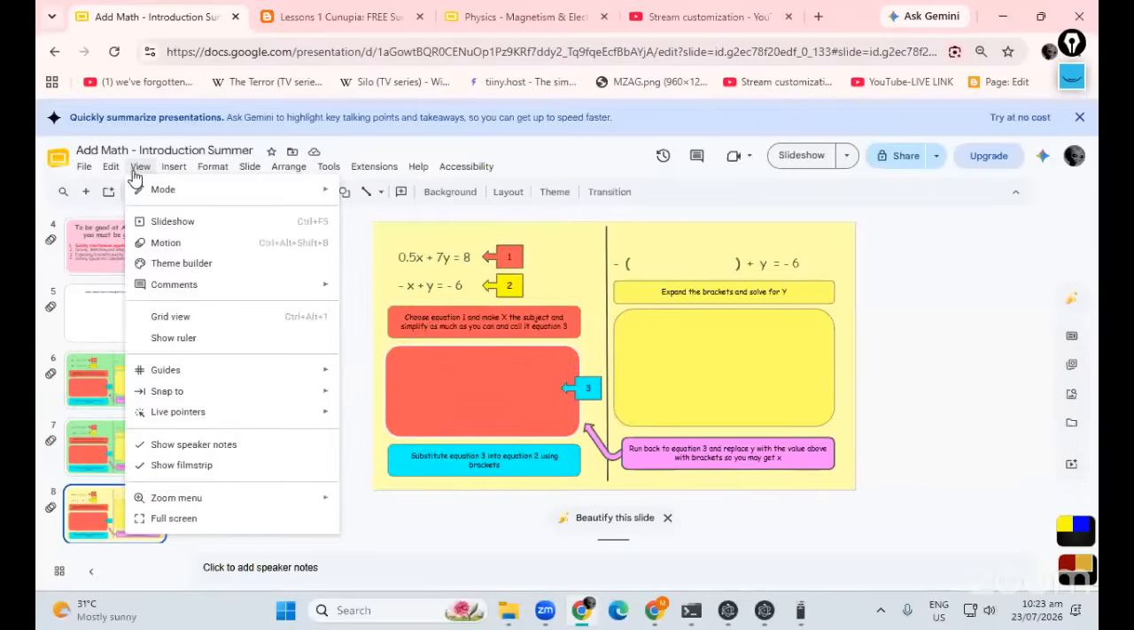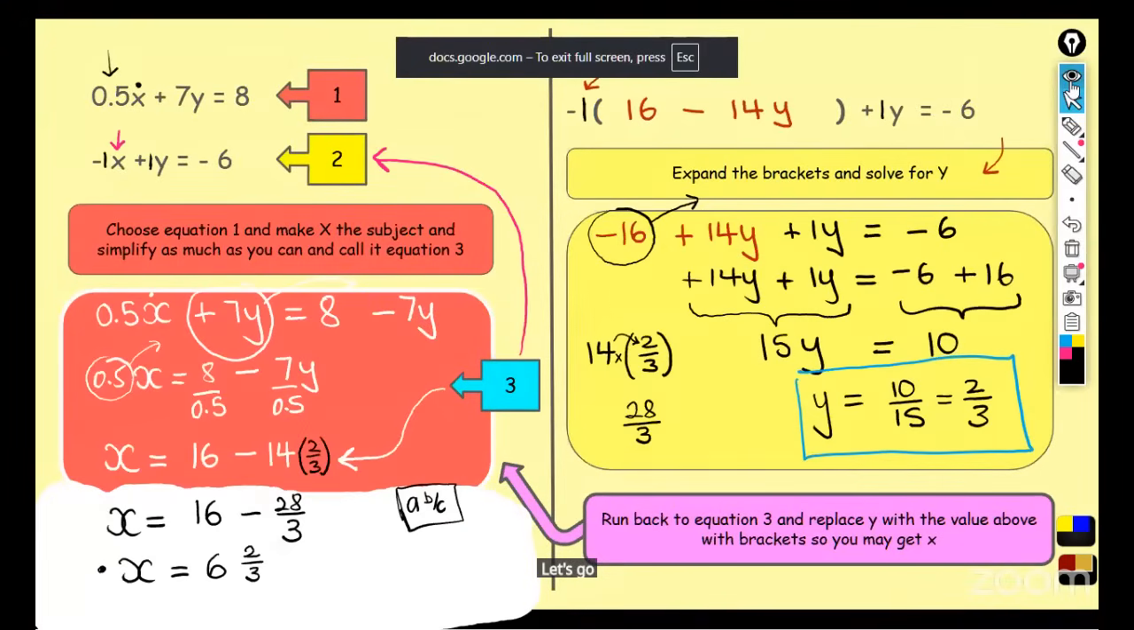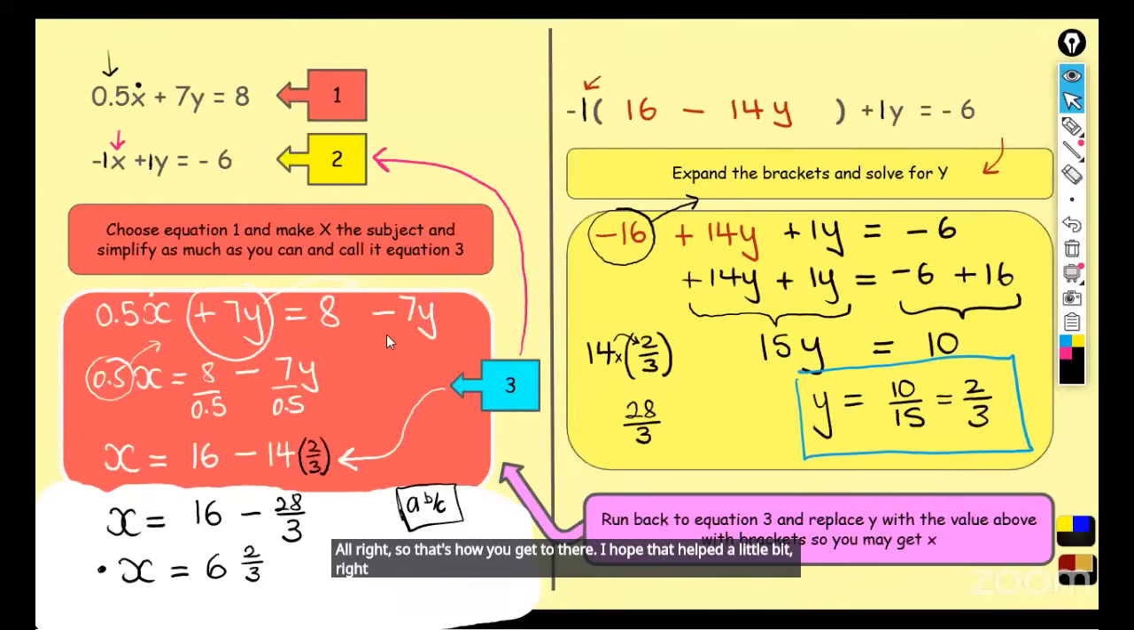All right, let's go. So that's how you get it there. I hope that helped a little bit. So x is 6 and 2/3.